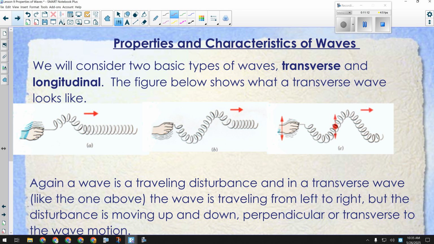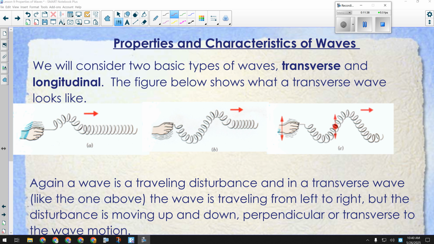Okay, so there's two kinds of waves. I'm actually going to grab a slinky here just so you can see what these look like. Transverse waves are like the diagram that you see here. The disturbance is perpendicular or transverse to the direction the wave will travel. That generally makes a sinusoidal wave pattern in the medium in which the wave is traveling.